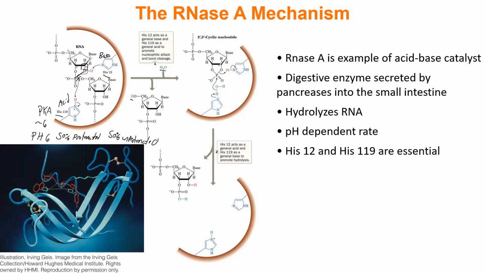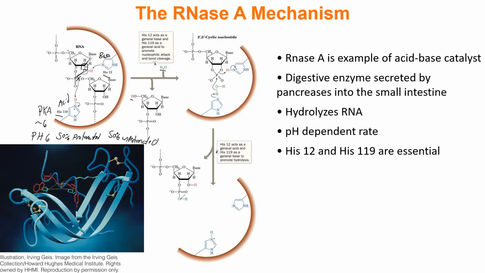This will allow the 2' carbon to take back its histidine. And so you get your RNA back that's no longer cyclized, and your histidine 12 and 119 are back to normal, right? Unprotonated and protonated. And now you're ready to bring in another RNA molecule and do the same thing over again.